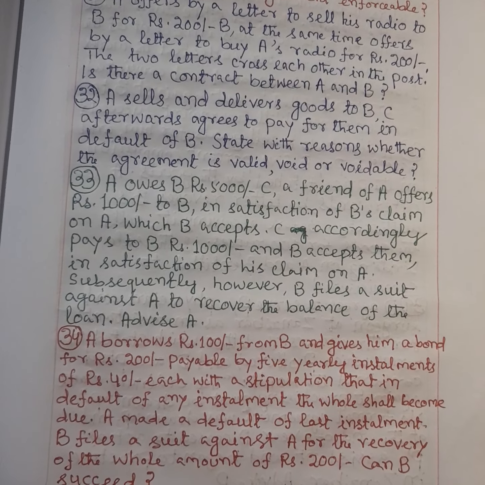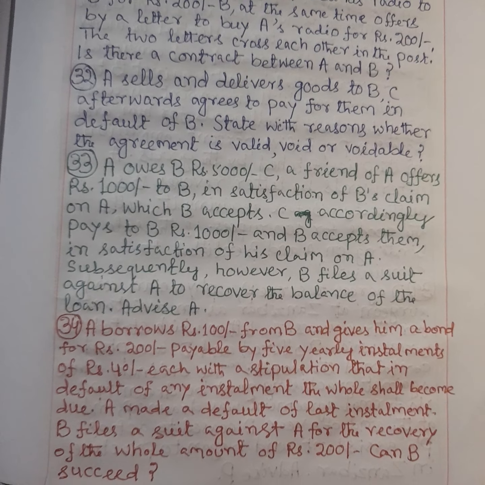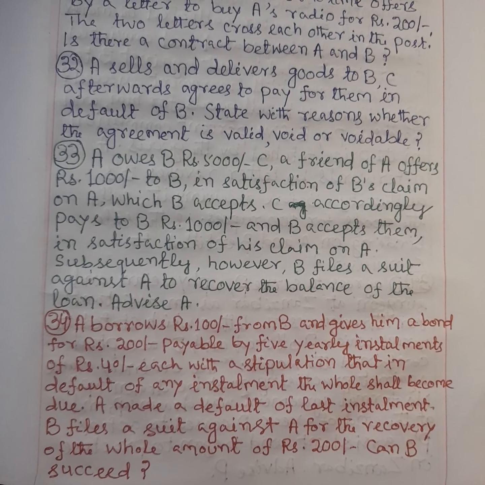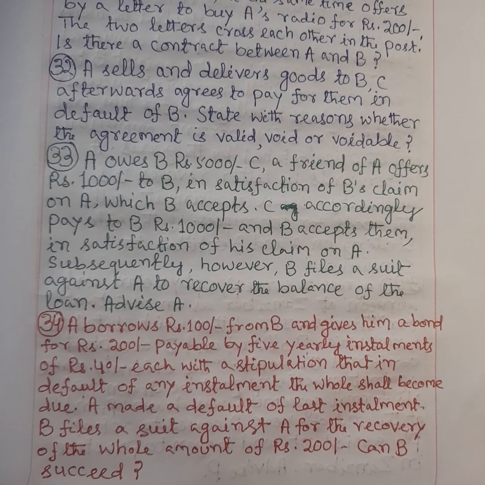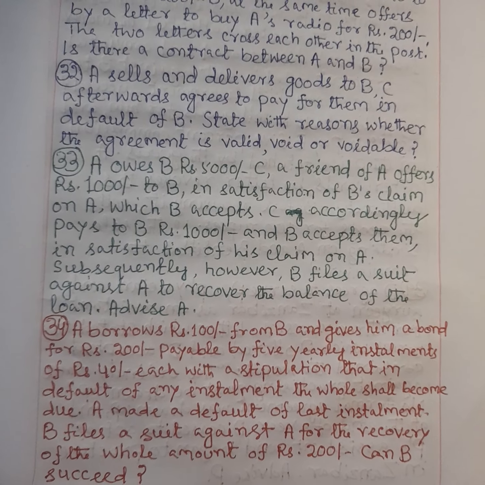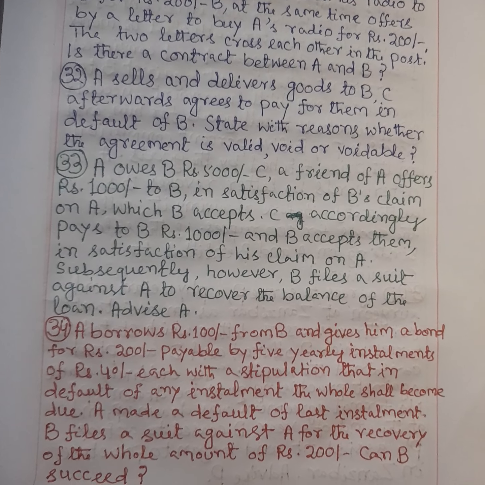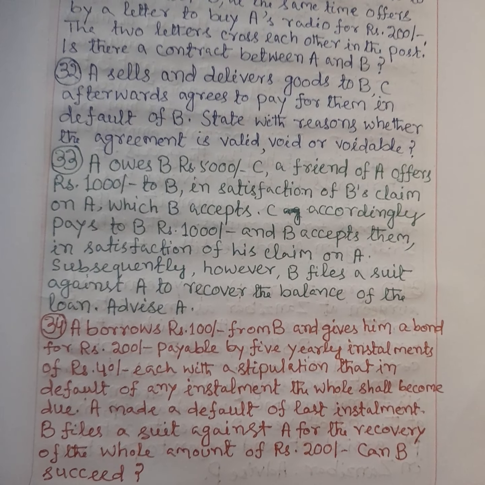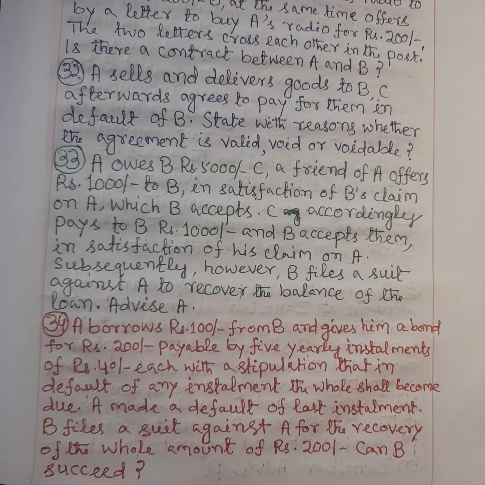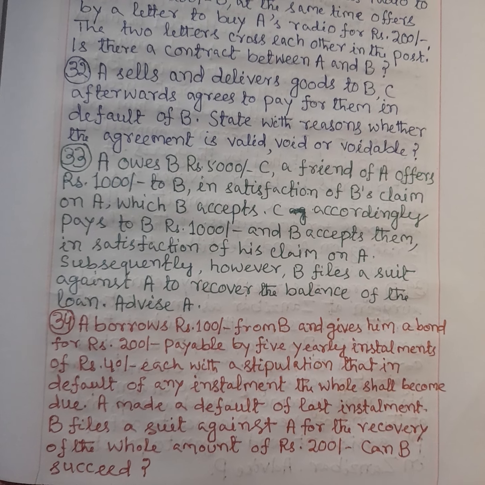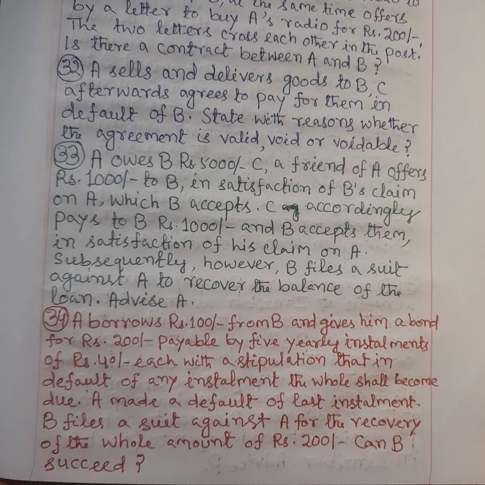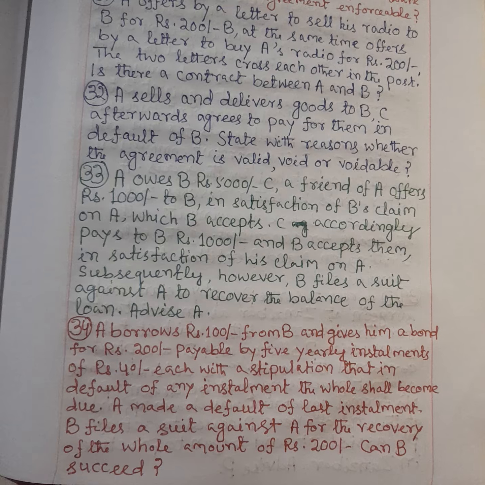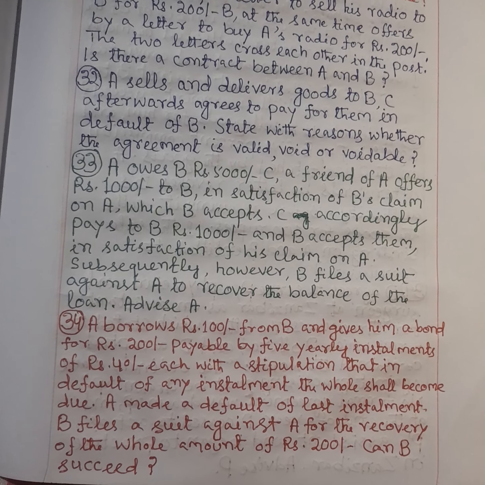So, the next problem, that is problem number 34, where A borrows Rs 100 from B and gives him a bond for Rs 200 payable by five yearly installments of Rs 40 each, with a stipulation that in default of any installment the whole shall become due. A made a default of the last installment. B files a suit against A for the recovery of the whole amount of Rs 200. Can he succeed?